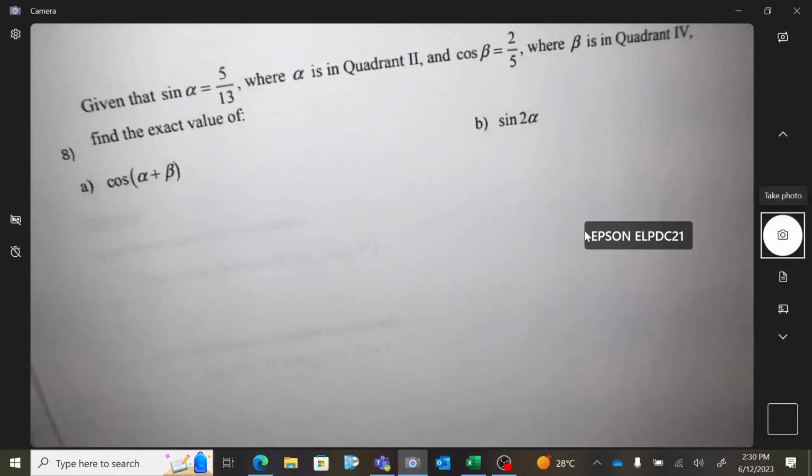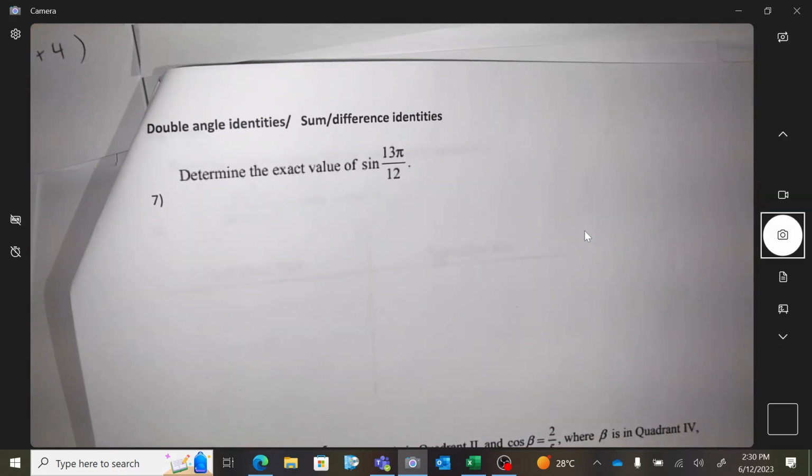But it's saying it out. Okay, so the first question: find the exact value.